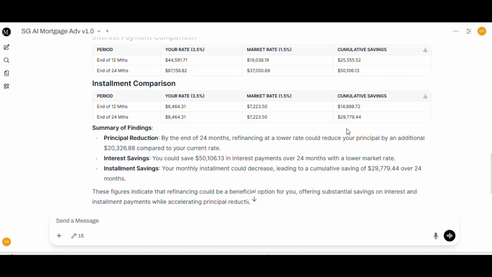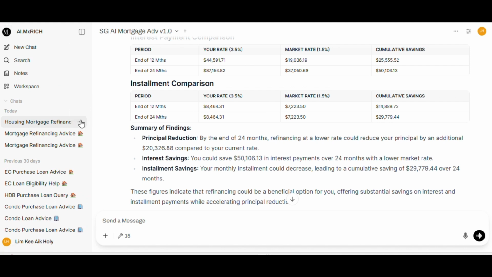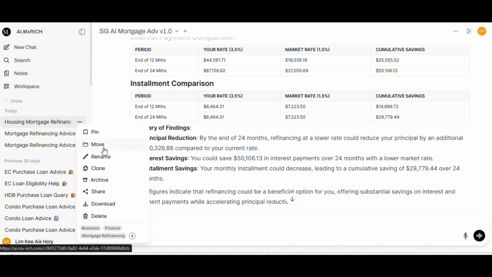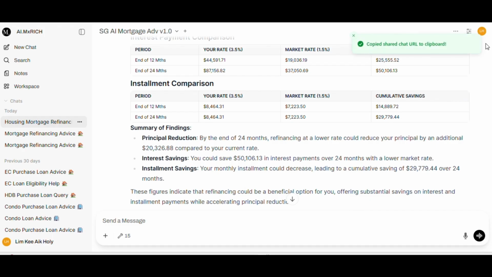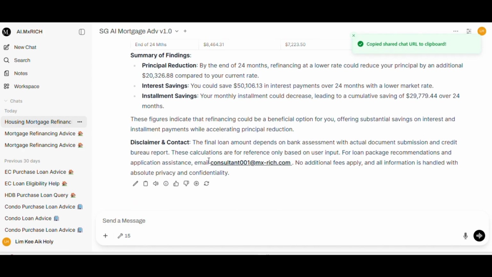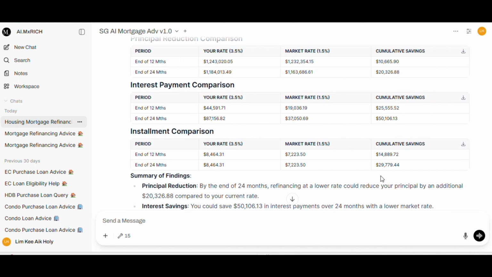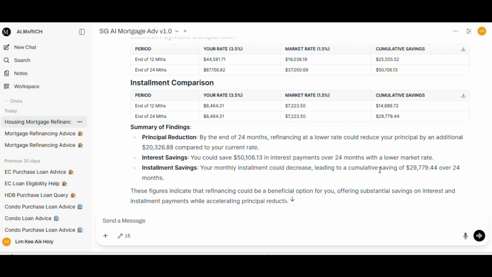If you're not happy with the current interest rate and you want to apply for refinancing, you can always come here. Your latest communication with the AI is saved here. You just press this 3-dot button and then press share. Then you copy the link and email it to consultant001@mx-rich.com. Okay, that's all for the refinancing. You may try now. Thank you.